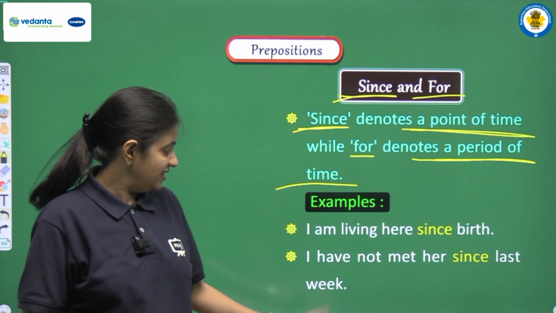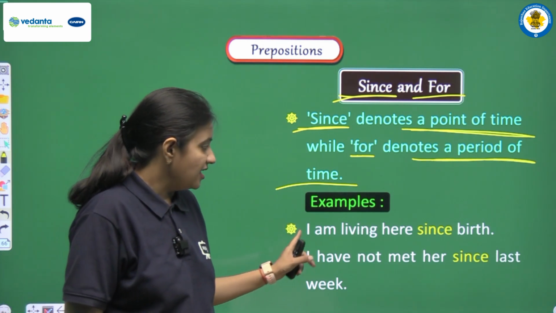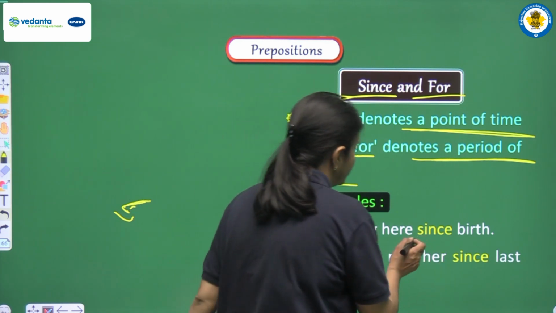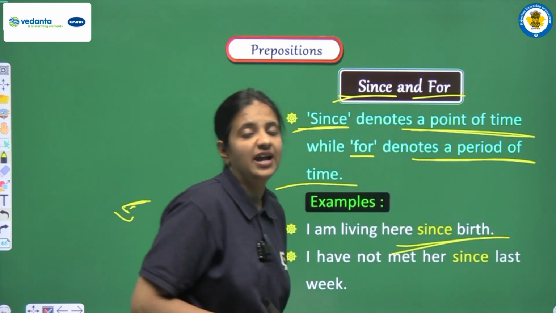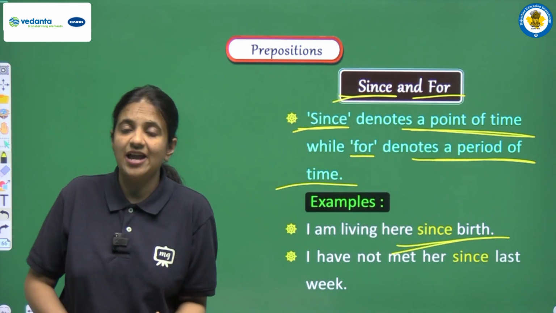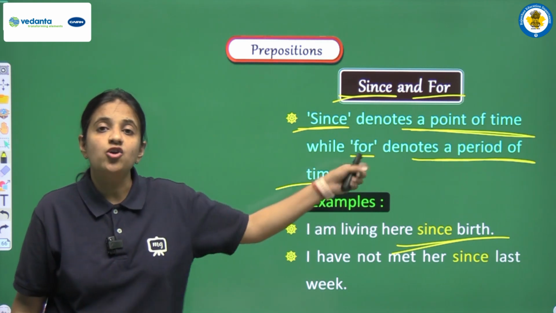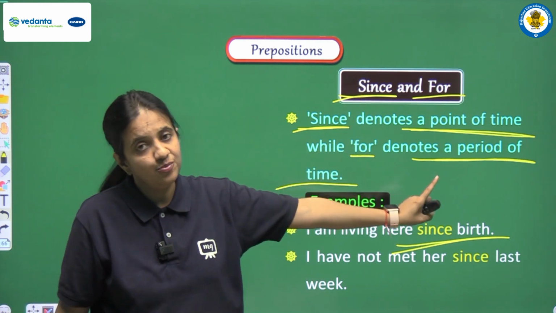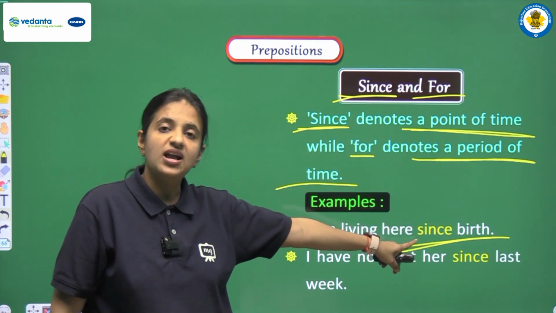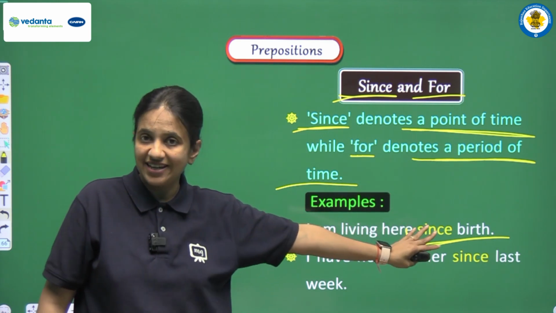Okay, so now let's see the examples. The first one is, I am living here since birth. So you know our birth, that is obviously one exact time, one point of time. So we are indicating that point of time, and this is the reason we are having since in this sentence.